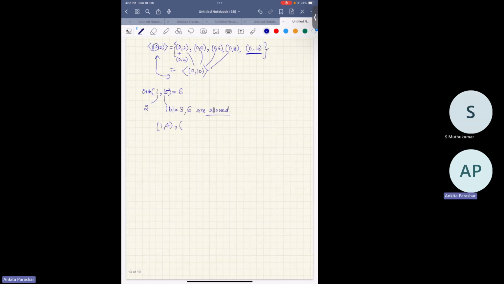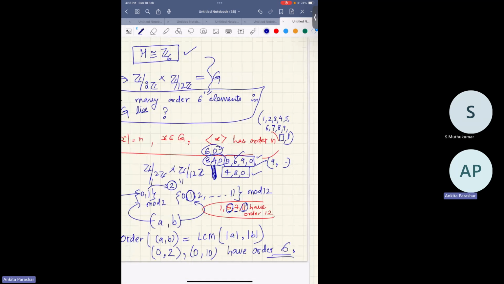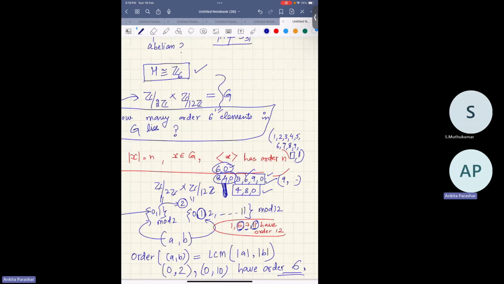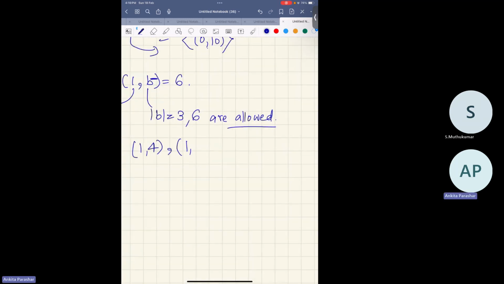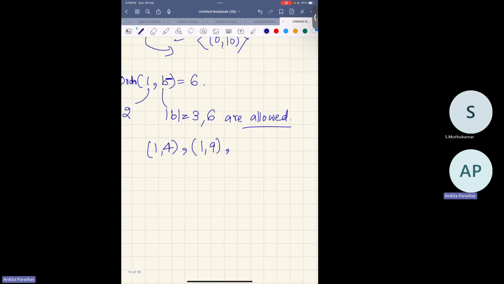You can look from previous, which has order 4. B has order 4. 9 has order 4. That's it, right? So, 9. Order 6 you have already seen. It's 1, 10 and 1, 2.